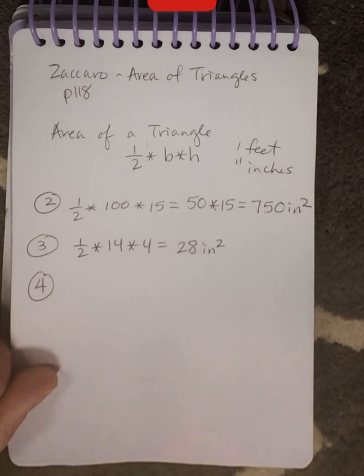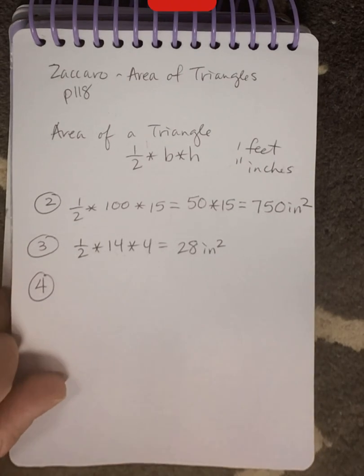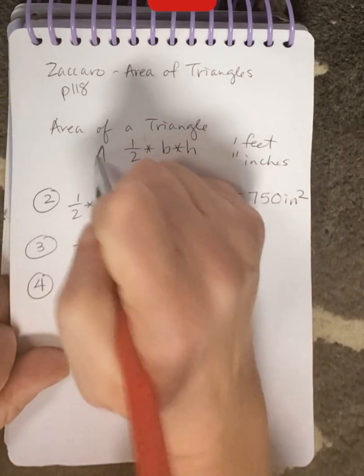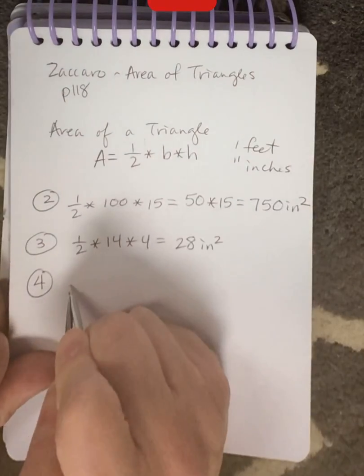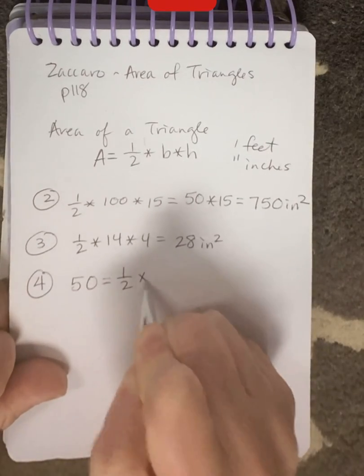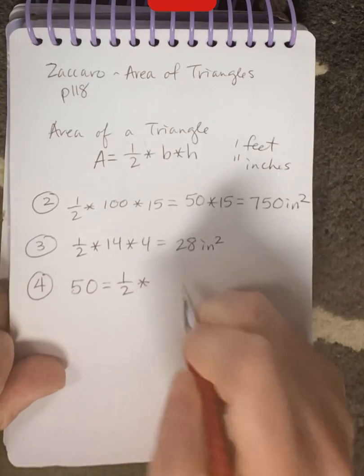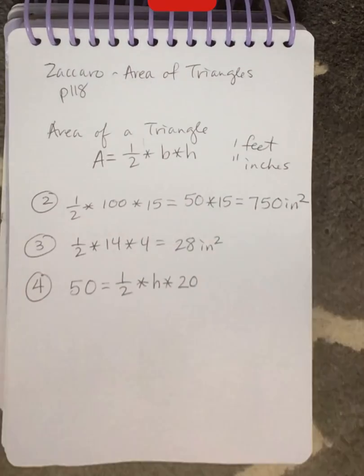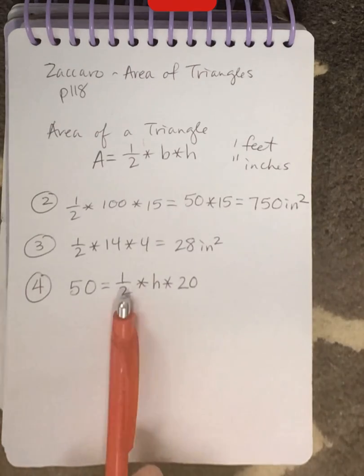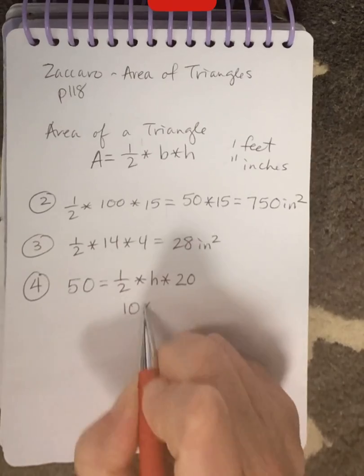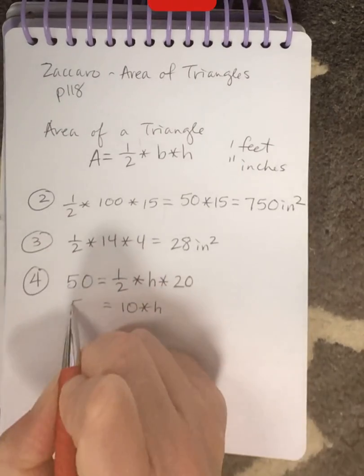Number 4, what is the height of a triangle with a base of 20 inches and an area of 50 square inches? So this is one where I want to go back up to my original formula, and I'm going to put in what I know. I know the area is 50. The 1/2 stays the same. The height is unknown, and the base is 20. So now, because of the commutative property, I can simplify this. I can do 1/2 of 20 right away. So this becomes 10 times the height.